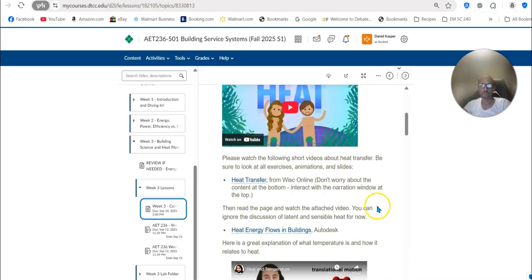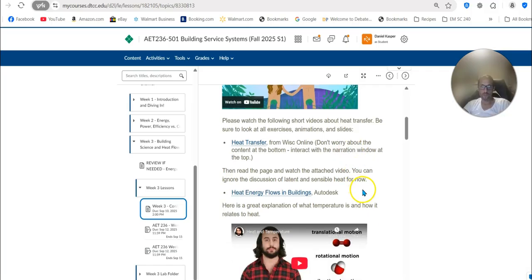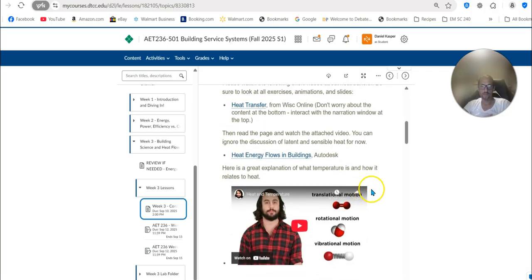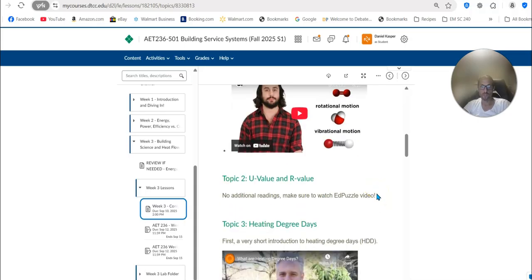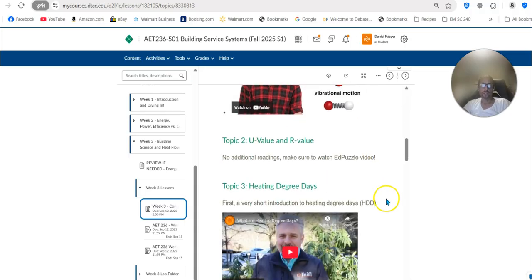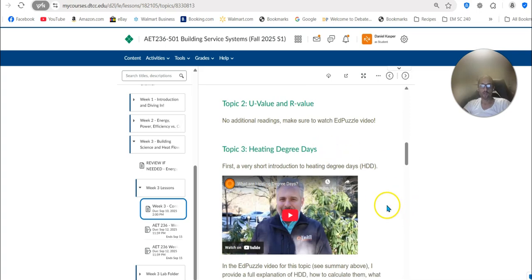And so this first part of the lesson goes over the basic physics of it and how heat actually travels through surfaces. And then U value and R value, just see the ed puzzles below. So this is really important. This is going to come up a lot in your lab this week.